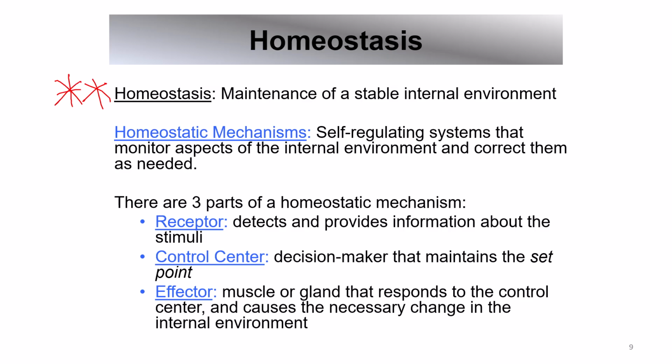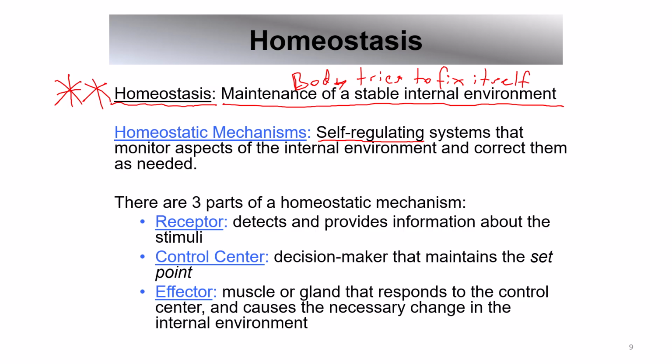Putting double stars for this one. Homeostasis means maintenance of a stable internal environment. Meaning, if there's something wrong, the body tries to fix itself. And so it may not always be successful. And so this is a self-regulating system, meaning it's trying to fix itself.